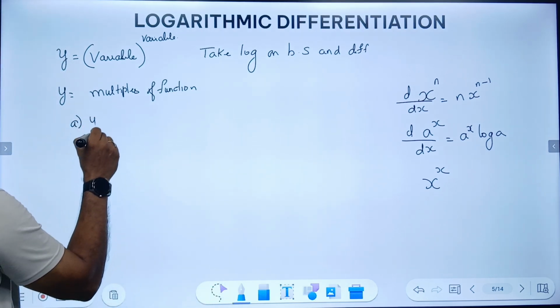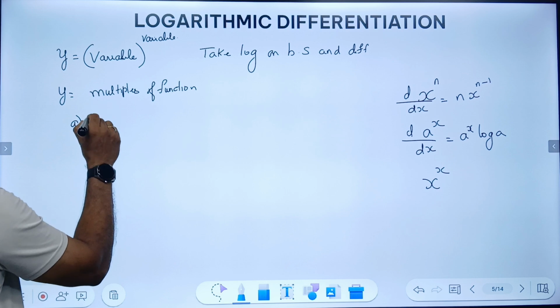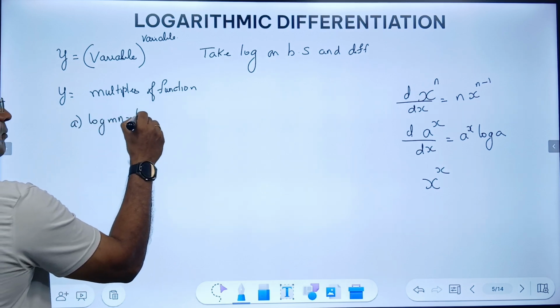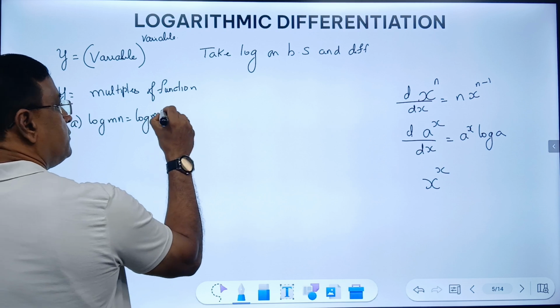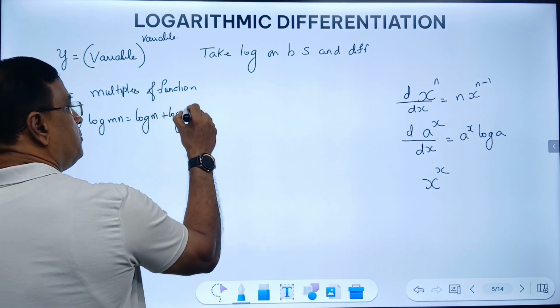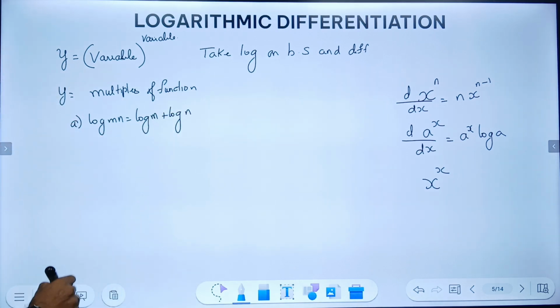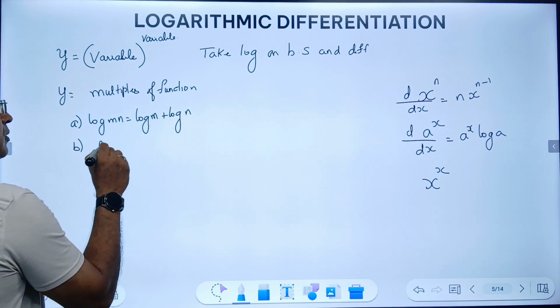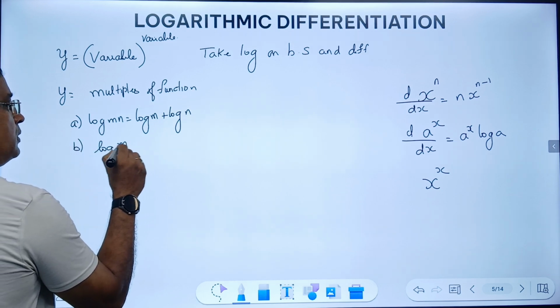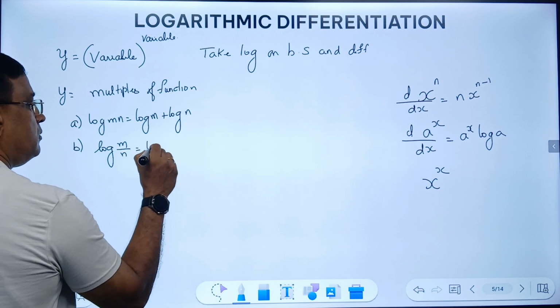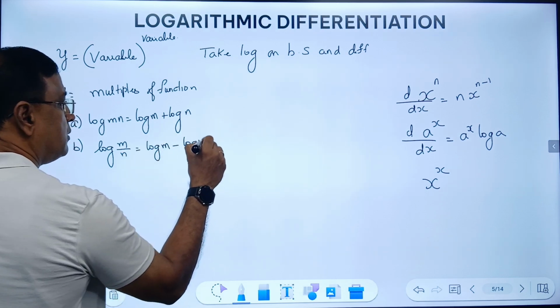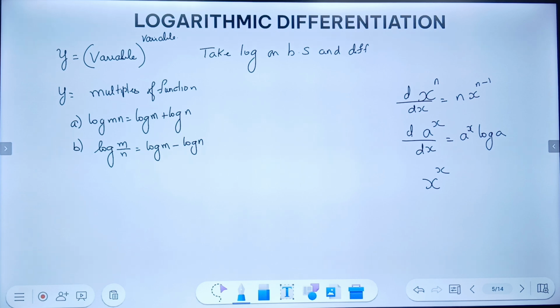What is that? Log mn is log m plus log n. And please understand, all the logarithm is to the base e. And b, what is b? Log of m by n is equal to log m minus log n.